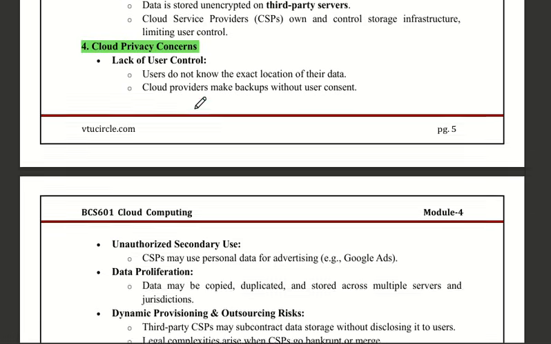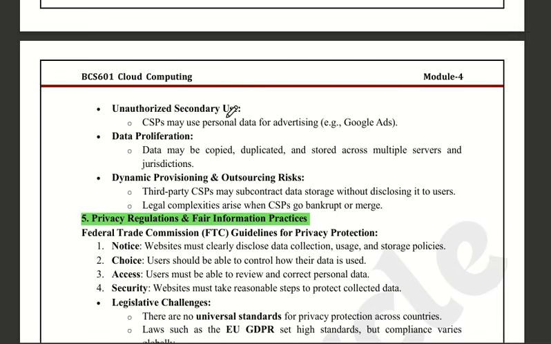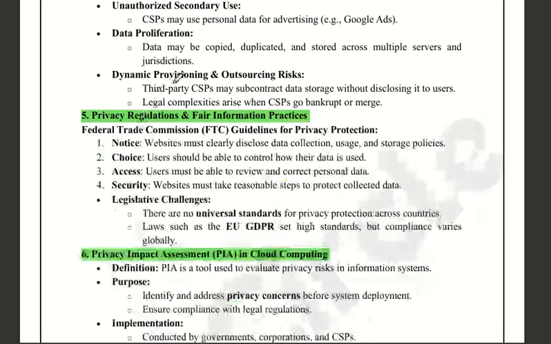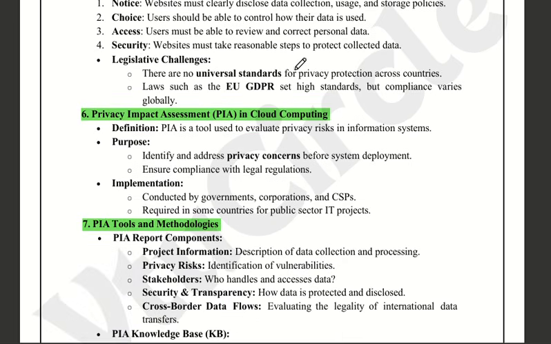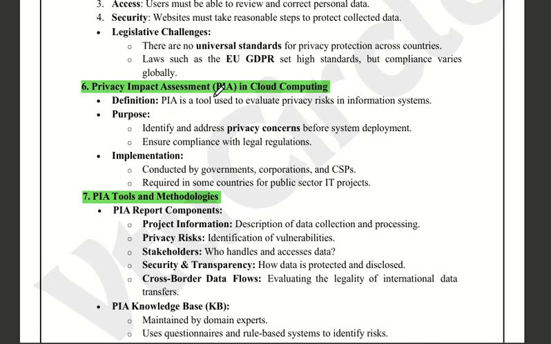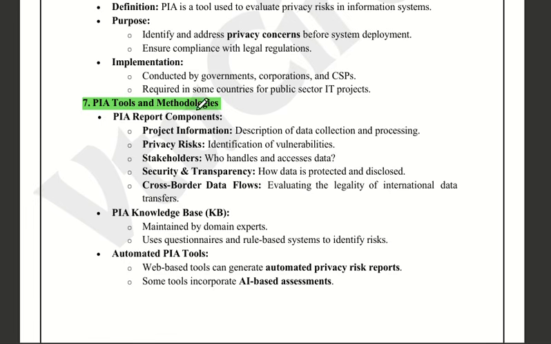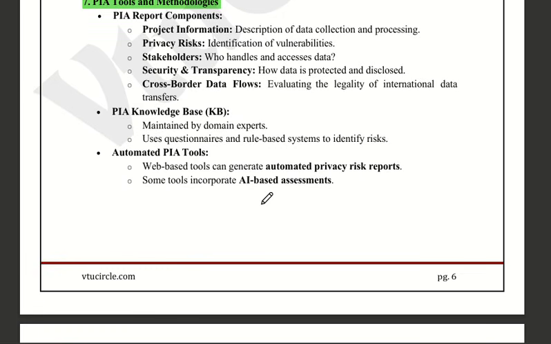Then cloud privacy concerns. Here: lack of user control, unauthorized secondary use, data proliferation, and dynamic provisioning and outsourcing risk. Then fifth one, privacy regulation and fair information practice. Sixth one, privacy impact assessment in cloud computing. Seventh one, PIA tools and methodology. You need to write down these key points that I highlighted in your notebook and practice.